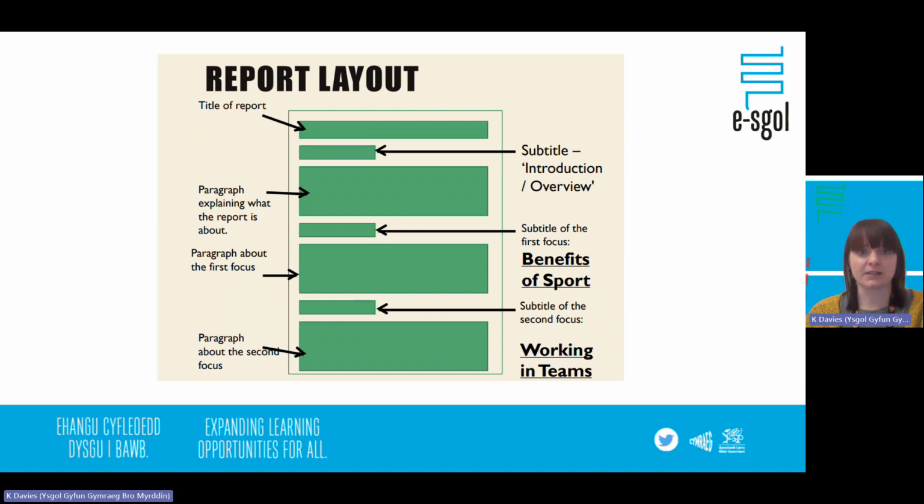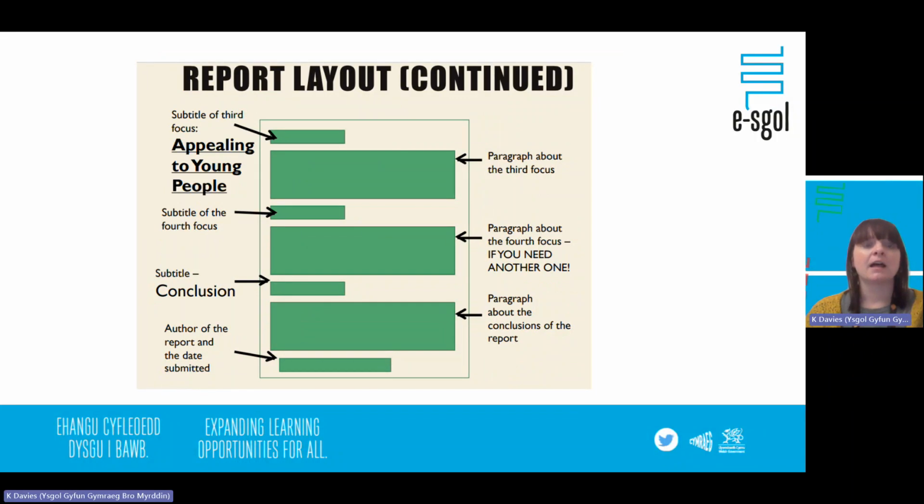The next subtitle is your first line of focus. So maybe in this instance, you'd look at the benefits of sport. Then you've got a subtitle. So maybe here you'd look at the idea of working in teams. Then you've got your third subtitle, which you could possibly say is appealing to young people. And then the paragraph at the end could possibly be about recommendations for the future. Then you've got your conclusion, and then you put your name and date the report at the end there as well.